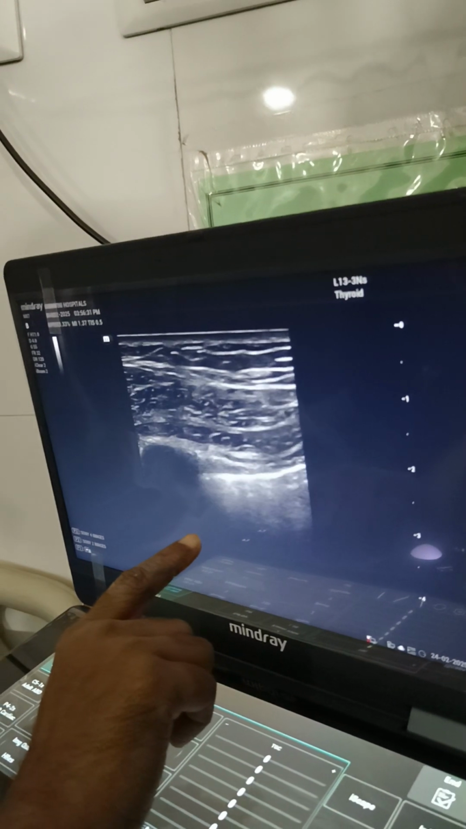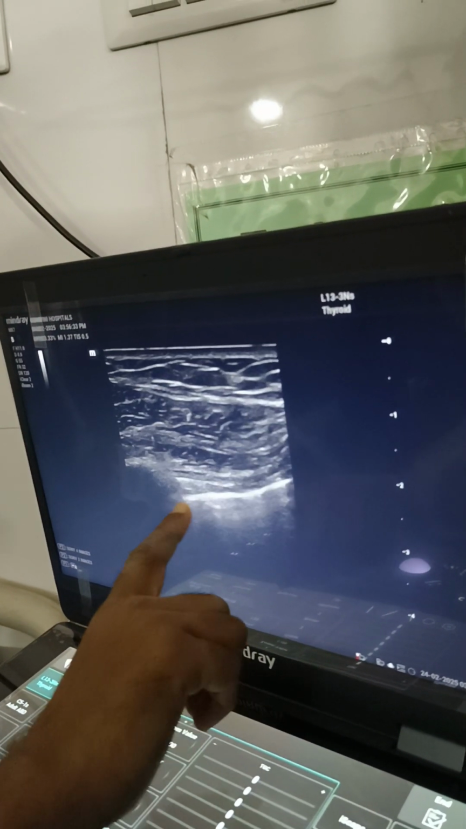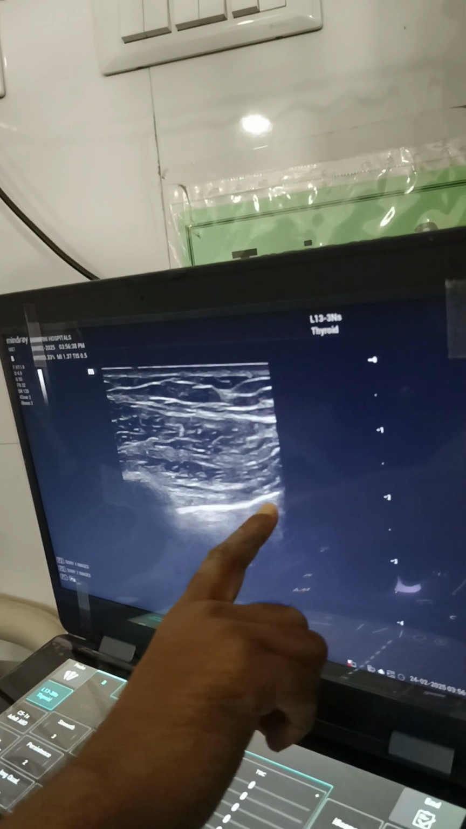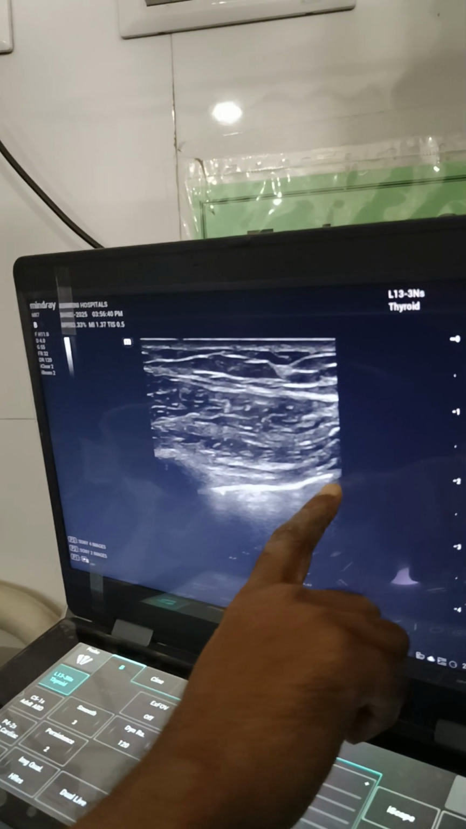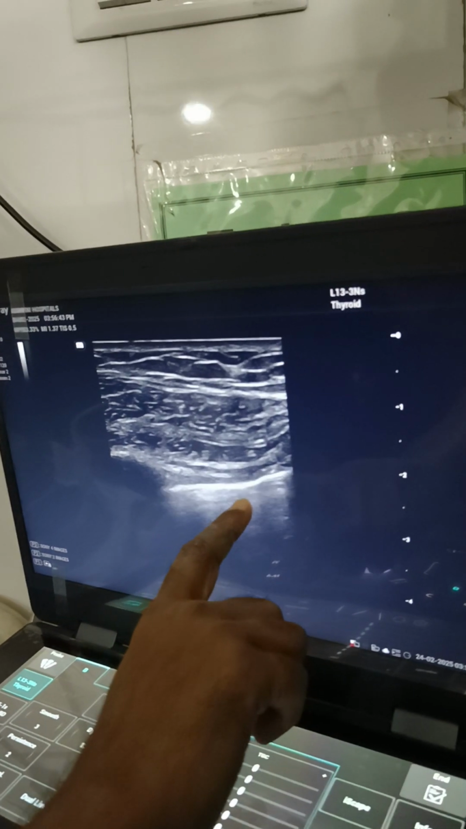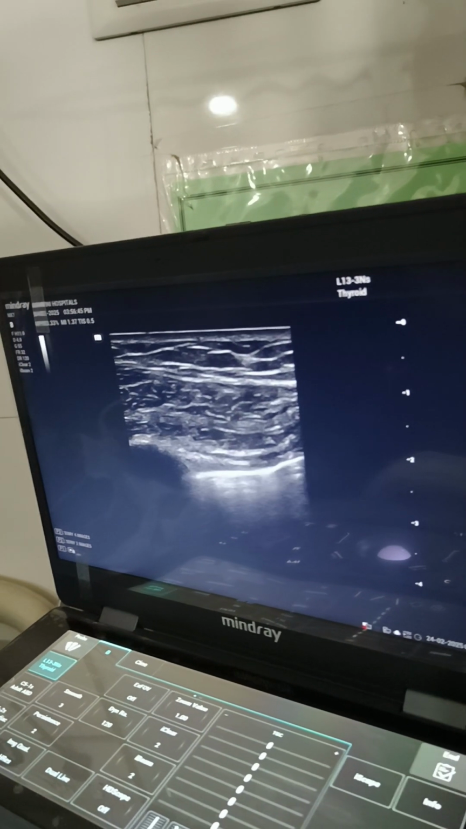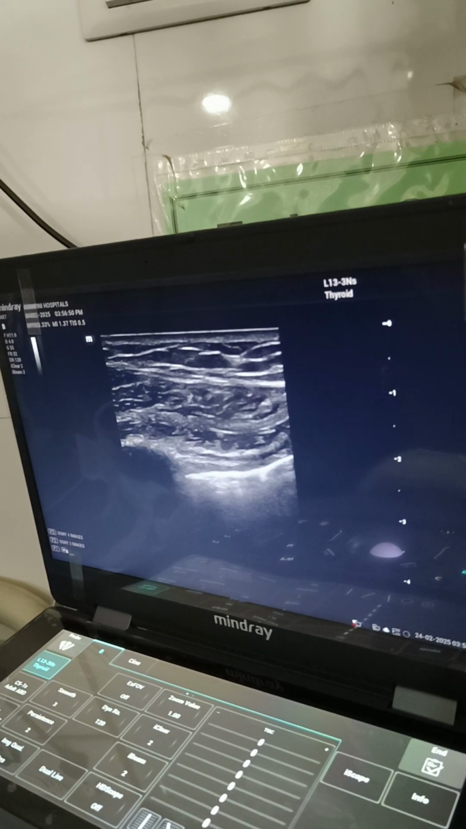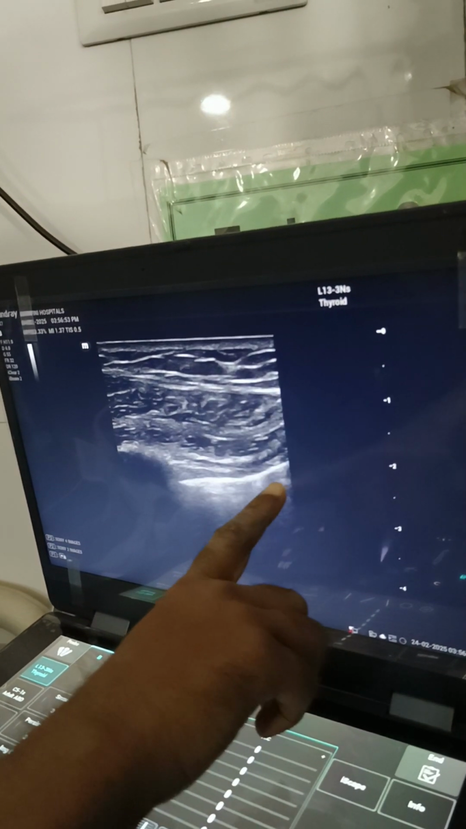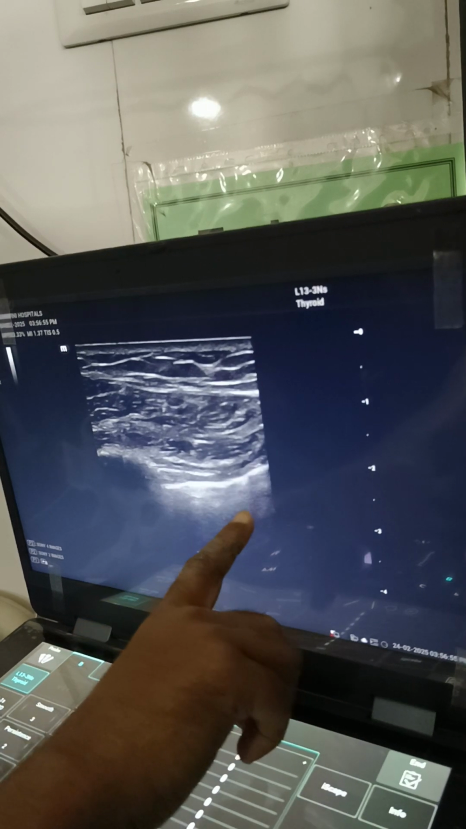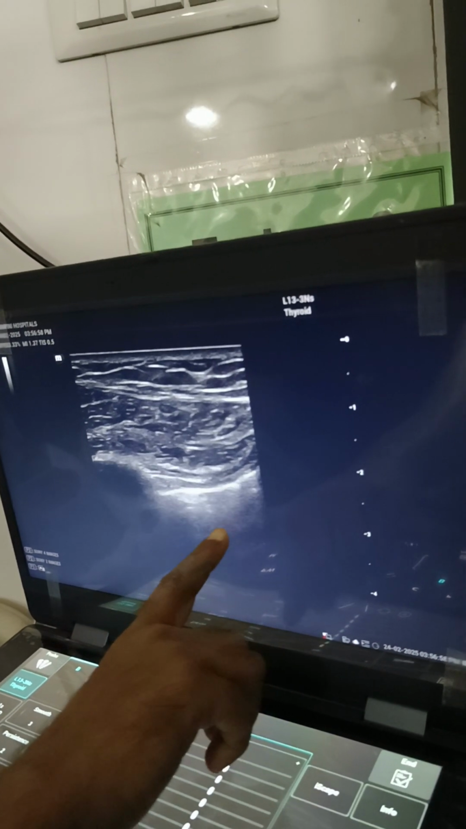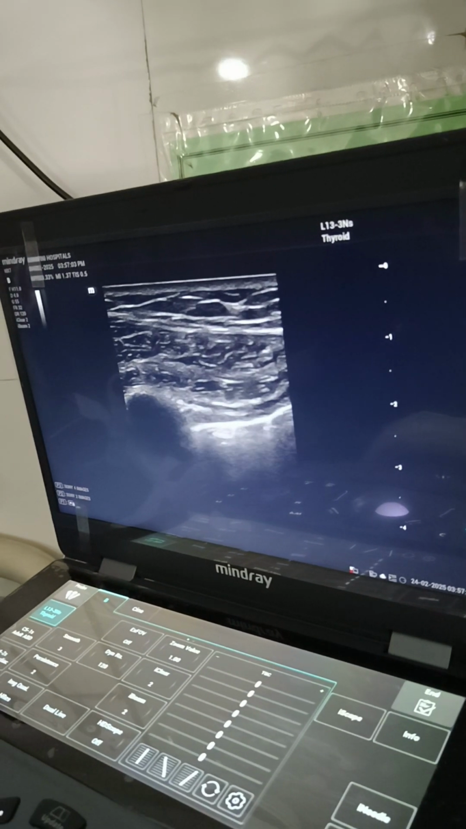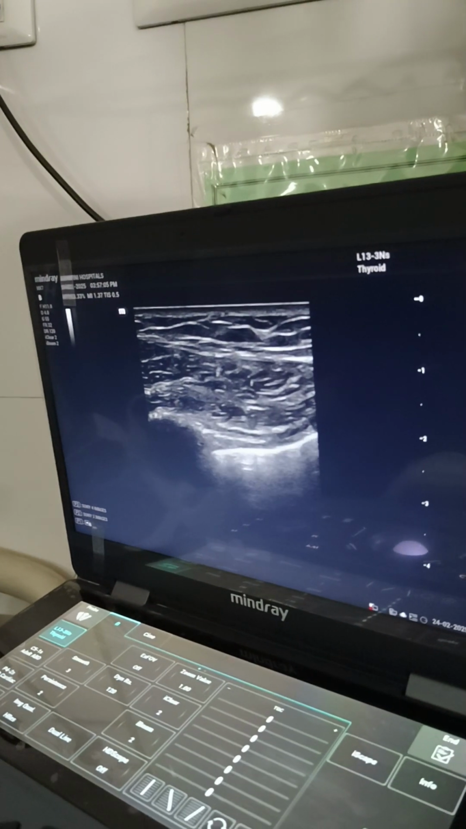So I am going to the intercostal space. This is the intercostal space, and this is called the pleura. Sliding of pleura is well appreciated here with every breath. This bright line seems to be sliding. The visceral and parietal pleura slide over each other with every breath, which is well appreciated here. This is normal, and we can appreciate one or two B lines which are vertical lines. So this is a normal lung ultrasound.